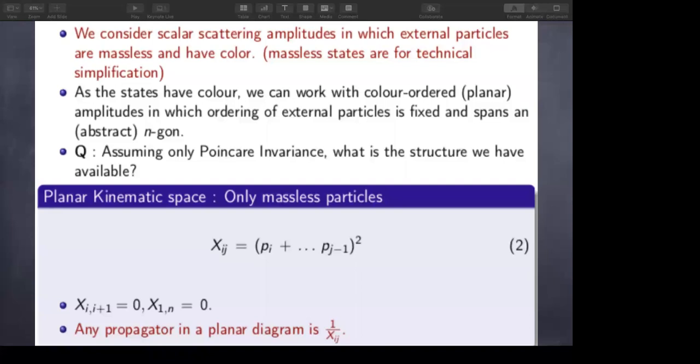So because pn square is 0. And the reason this is a nice basis is that any propagator in a planar diagram will always have the form 1 by xij if you just meditate over any planar diagram. So you will never get a propagator which is say 1 by xij plus xkl, and that's why it's a very convenient basis to look at planar amplitudes.